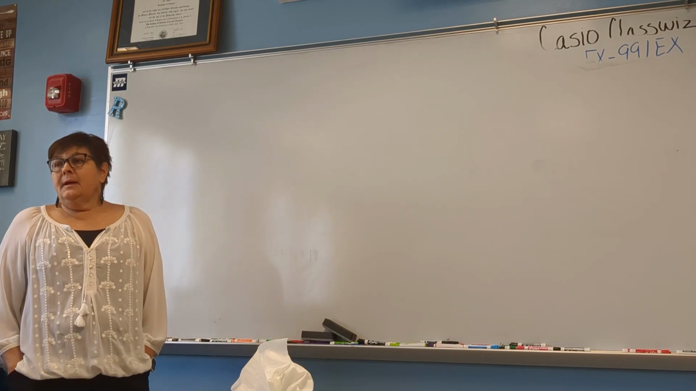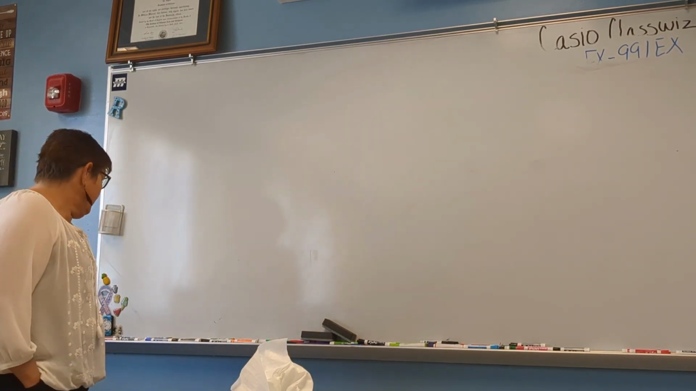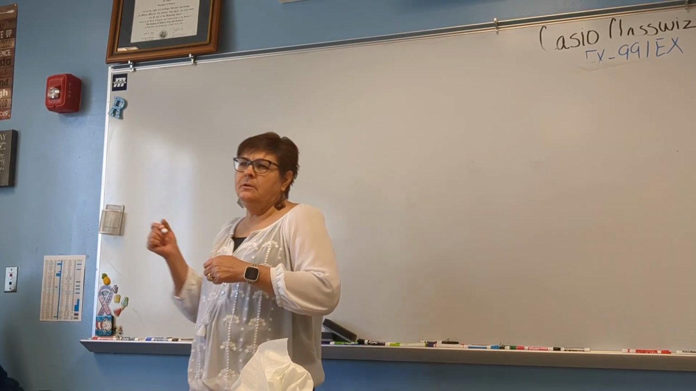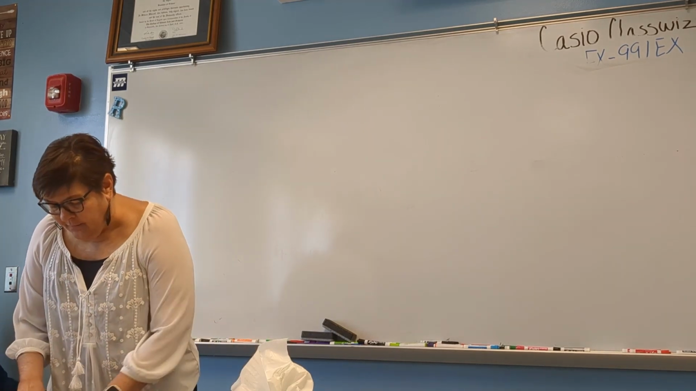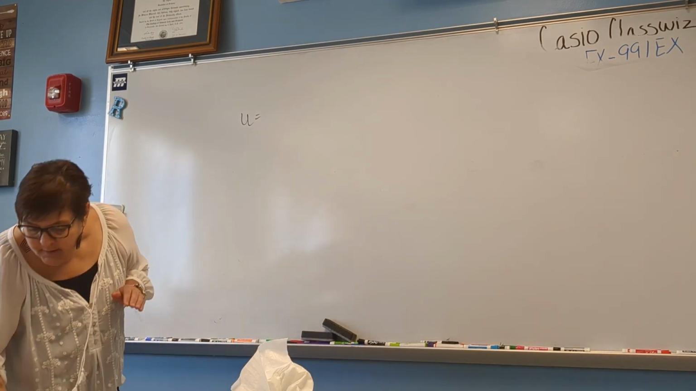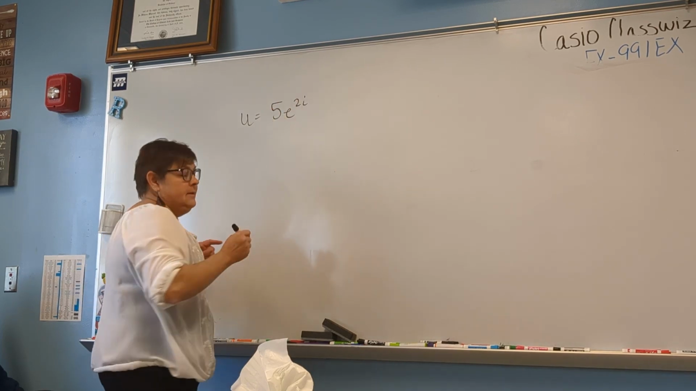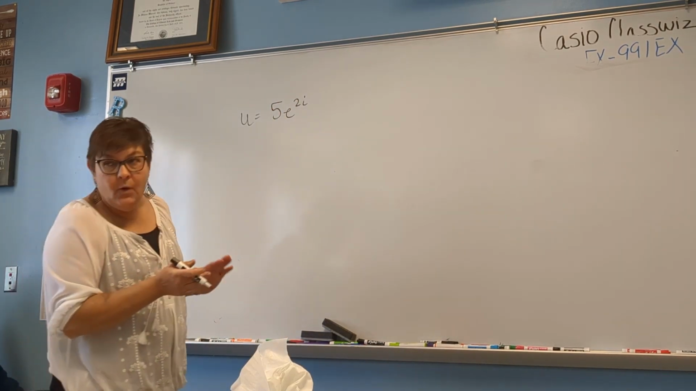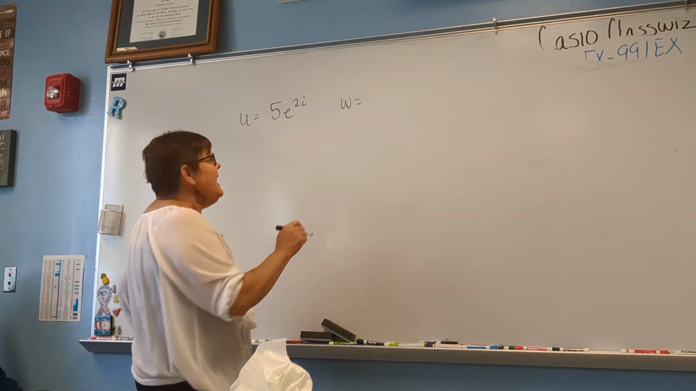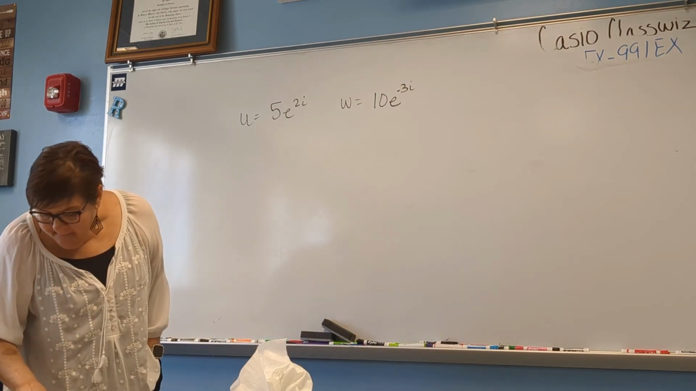So we're going to be doing multiplication or division, and we've done that already when it's in Cartesian form. So we're going to be kind of working with an exponential. Just want to make sure we're cool with finding. So if I tell you u is equal to 5e to the 2i, exponential form, and w is equal to 10e to the negative 3i, okay?